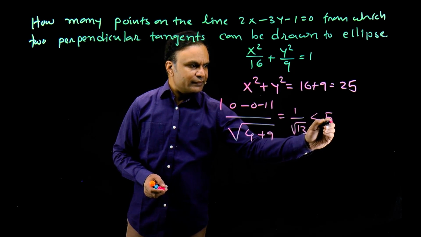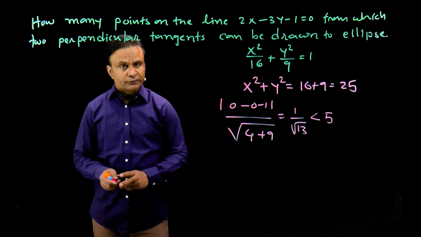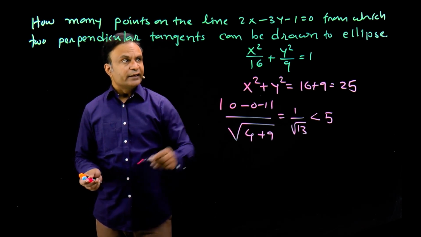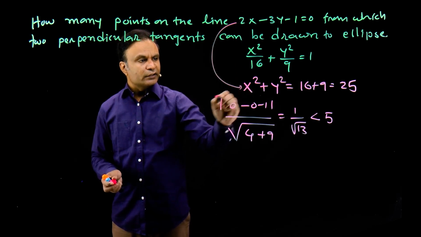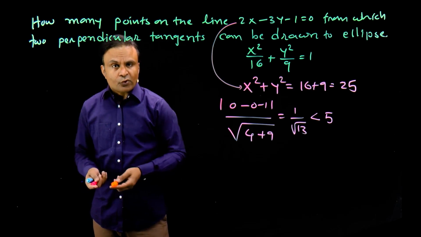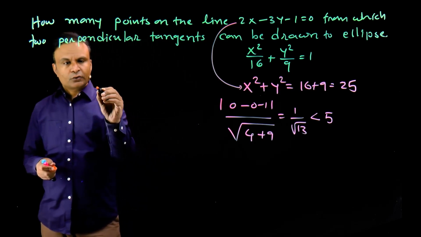Clearly this is less than radius. Radius of the director circle is 5. That means this line will intersect the circle at two distinct points. And these are those points from where we can draw perpendicular tangents. So answer is 2 points.